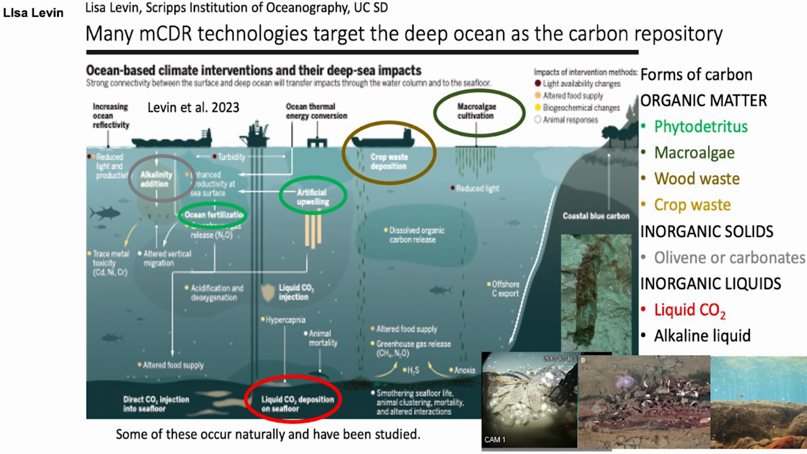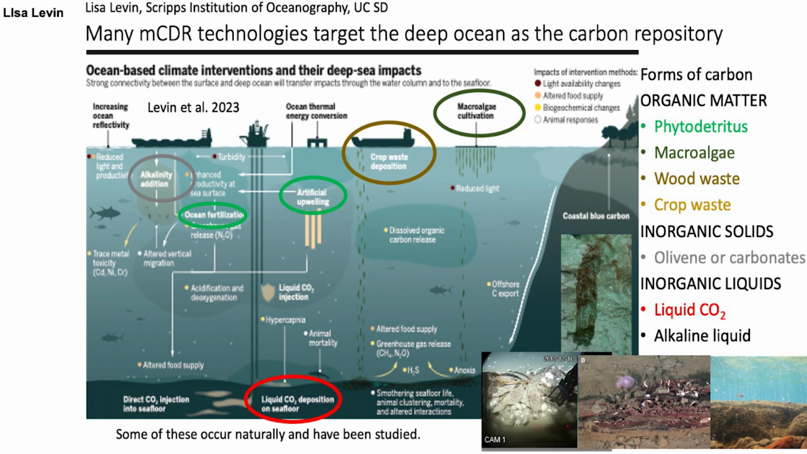So there are a whole series of different technologies proposed. They include ocean fertilization and artificial upwelling to stimulate phytoplankton production, which ultimately sinks to the deep ocean. There is macroalgal cultivation and sinking, crop and wood waste disposal. There's ocean alkalinity enhancement. There's active liquid CO2 injection under the deep sea floor.